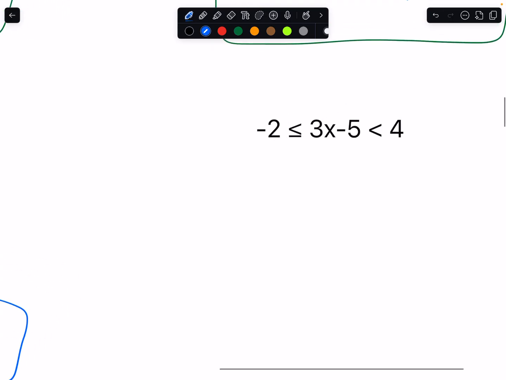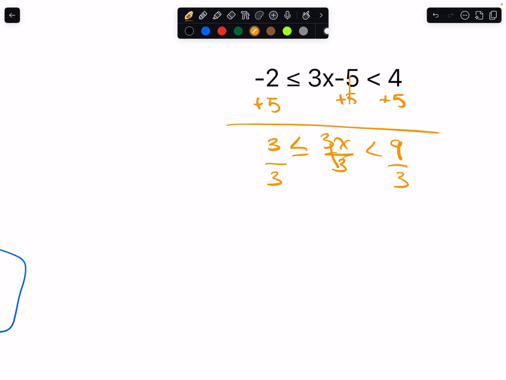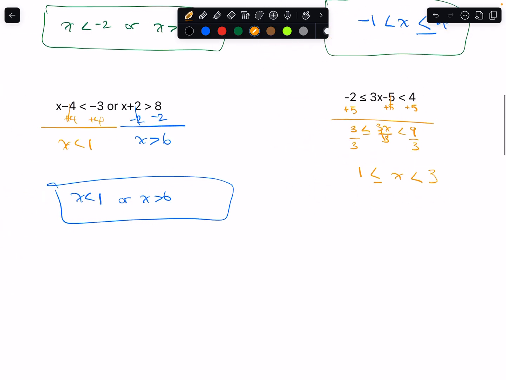Our next line, I'll zoom into. First thing we want to do, since we want to get x by itself, add 5 on both sides. 3x, and 9 divided by 3 on both sides, all sides, not just both sides. And we have here 1 ≤ x < 3, or simply saying that x is between 1 and 3. You can include 1, but you cannot include 3.